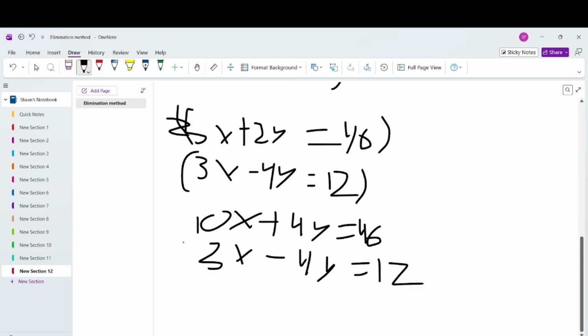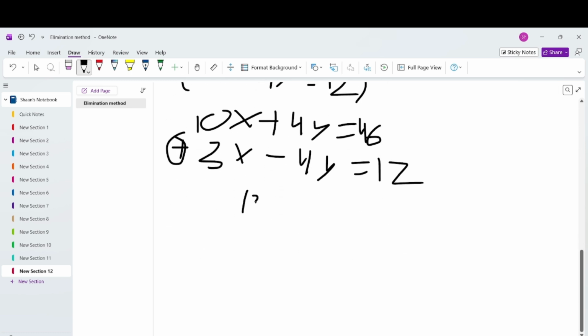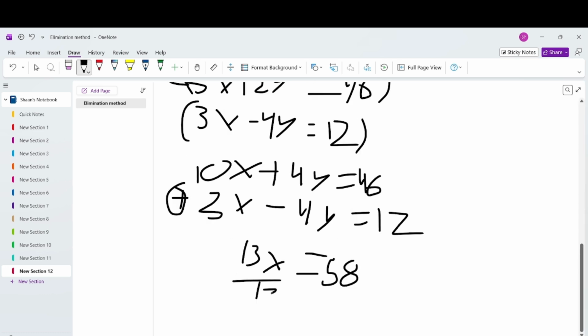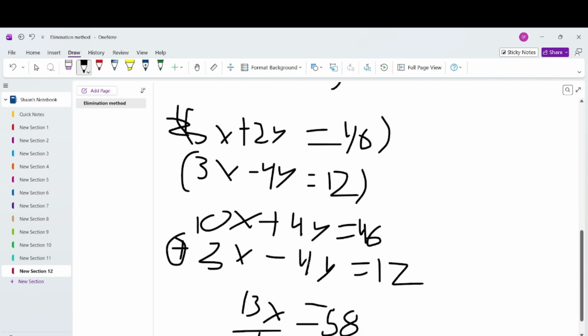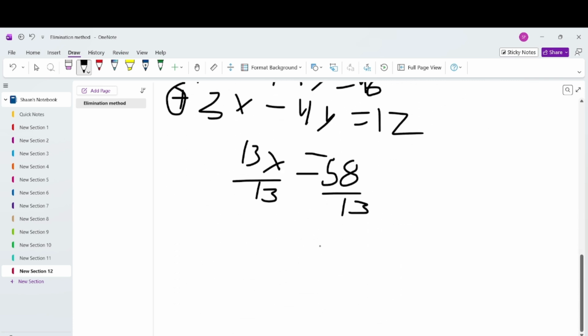So now, again, we're going to add both of these equations together. 10x plus 3x is equal to 13x. 4y minus 4y is equal to 0. And 46 plus 12 is equal to 58. So now we need to find a solution for x. What we need to do for that is divide 58 by 13. So we divide 58 by 13, we get x is equal to 58 over 13, which is the simplest we can make it.